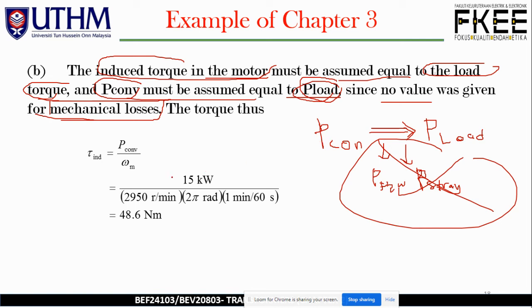And then the induced torque is P converted over omega m. So remember to convert 2950 RPM multiplied by 2 pi radian multiplied by 1 minute per 60 seconds, or here actually it is equal to over 9.55. So this is giving you the final value of induced torque equal to 48.6.